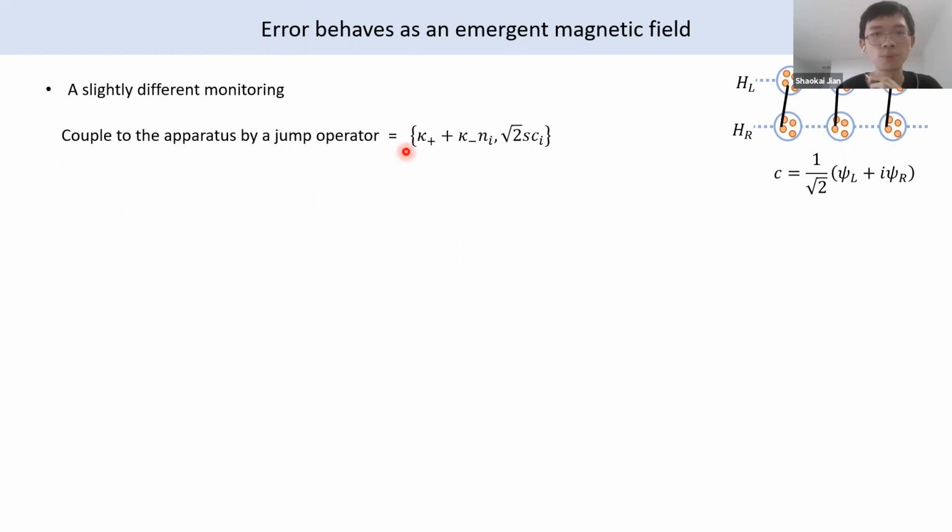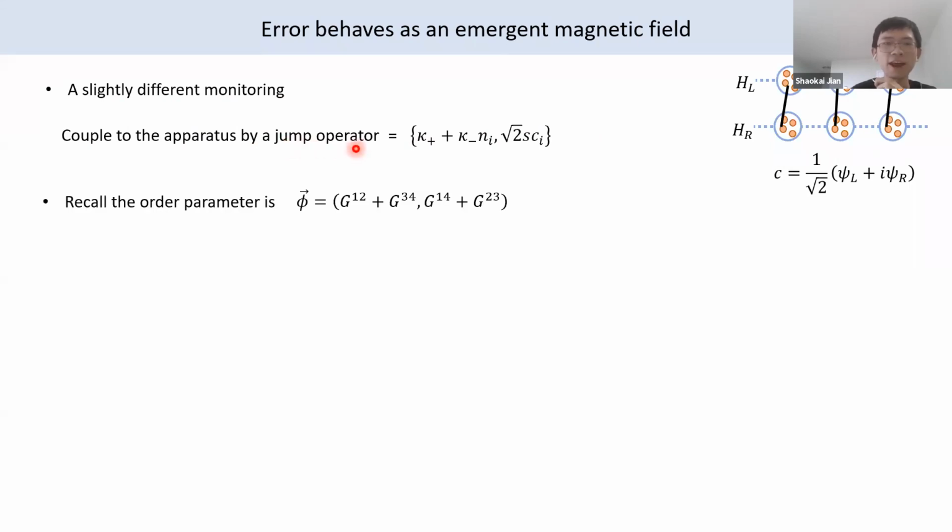To be concrete, we use a slightly different monitoring operator. We couple the SYK model to the apparatus by a jump operator. The jump operator is the annihilation operator for the complex fermion. But this is not important.